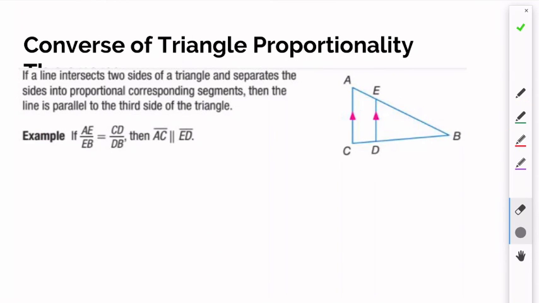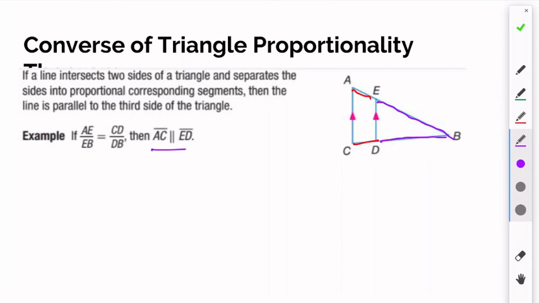As with most theorems, there's going to be a converse. So the converse of the triangle proportionality theorem just states that if a line intersects two sides of a triangle and separates the sides into proportional corresponding segments, then the line is going to be parallel to the third side of the triangle. So basically, they're going to have to give you something. They're going to have to give you information about these sides here that I'm highlighting for you. They're going to have to give you enough information to determine whether or not those things are indeed proportional. If they are proportional, then we know that ED will be parallel to AC.